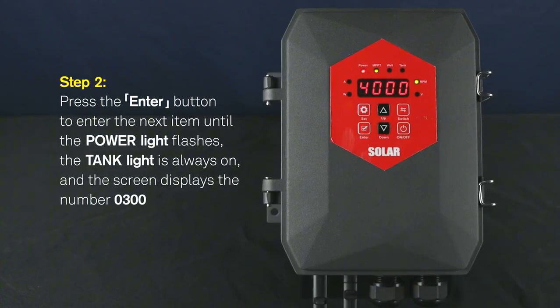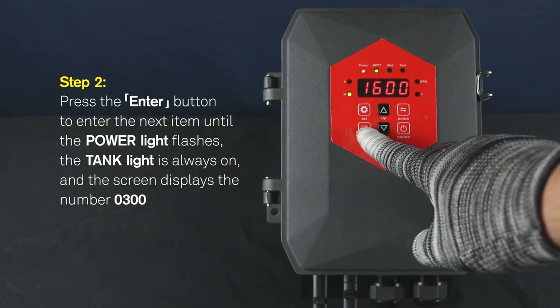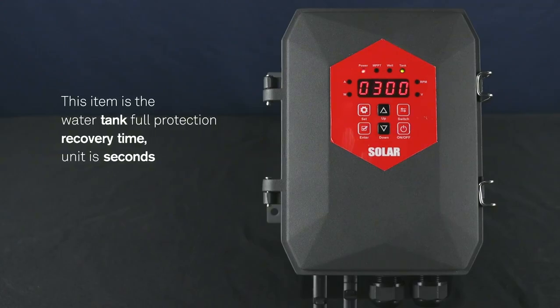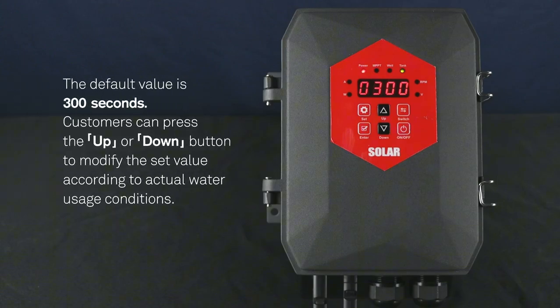Step 2. Press the Enter button to enter the next item until the power light flashes, the tank light is always on, and the screen displays the number 0300. This item is the water tank full protection recovery time. Unit is seconds. The default value is 300 seconds. Customers can press the up or down button to modify the set value according to actual water usage conditions.